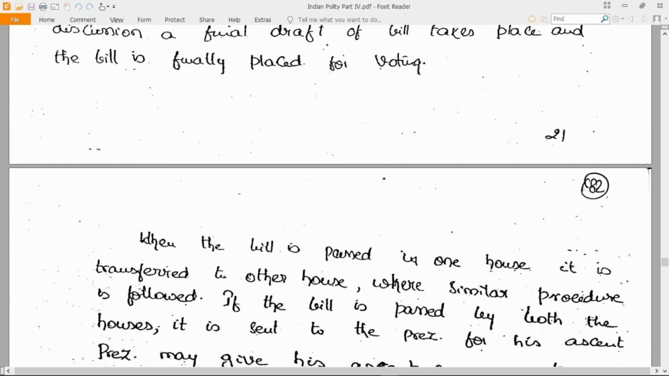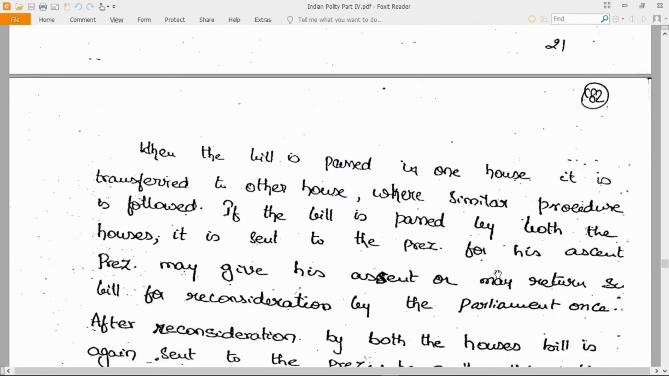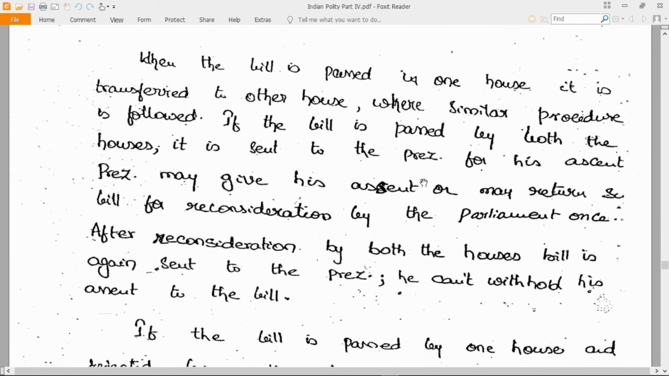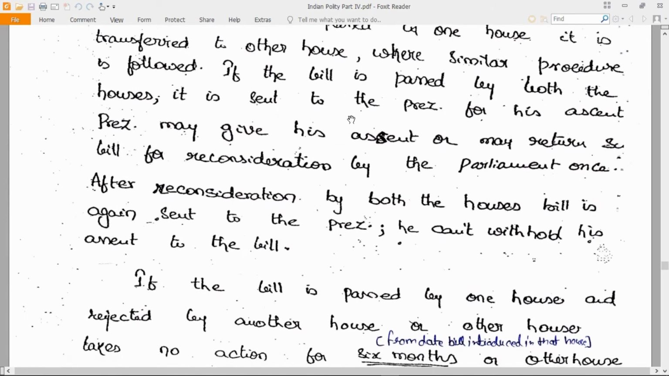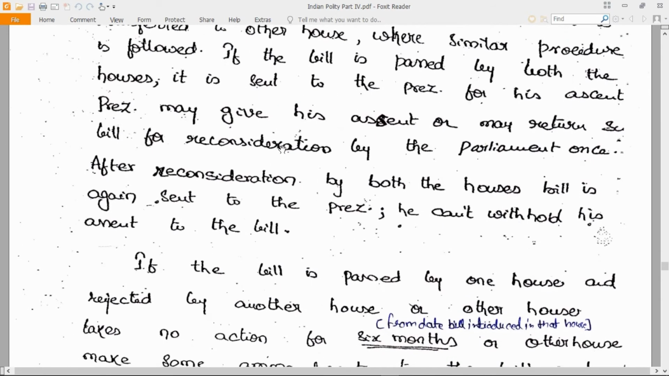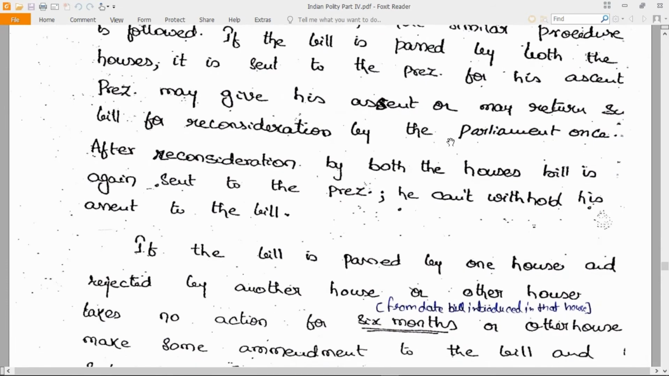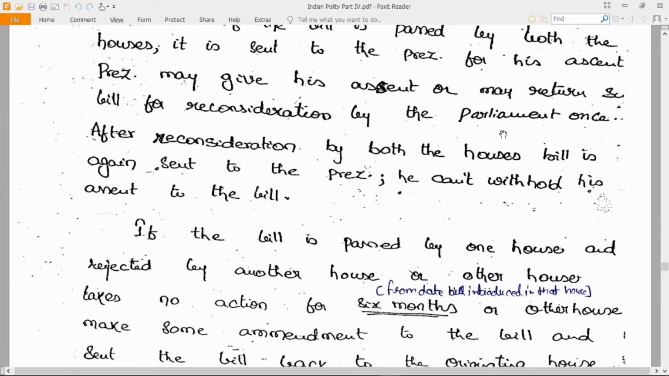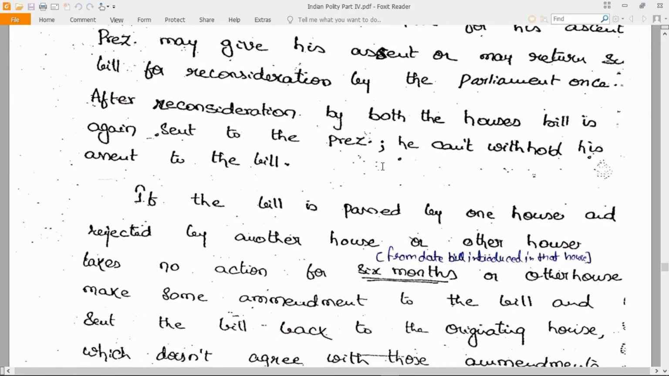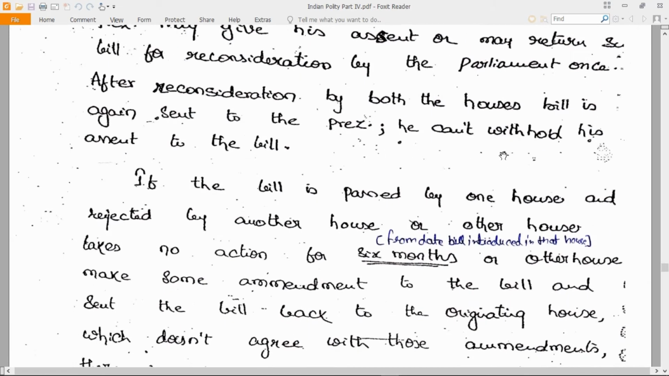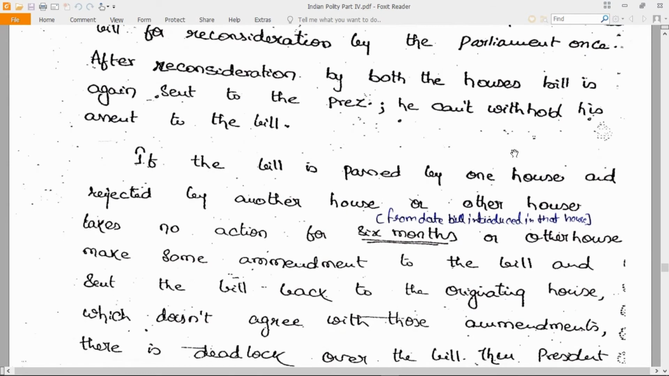Now, when the bill is passed in one house, it is transferred to the other house, where a similar procedure is followed. If the bill is passed by both the houses, it is sent to the President for his assent. The President may give his assent or may return the bill for reconsideration by the Parliament once. After reconsideration by both the houses, the bill is again sent to the President. He can't withhold his assent to the bill this time.